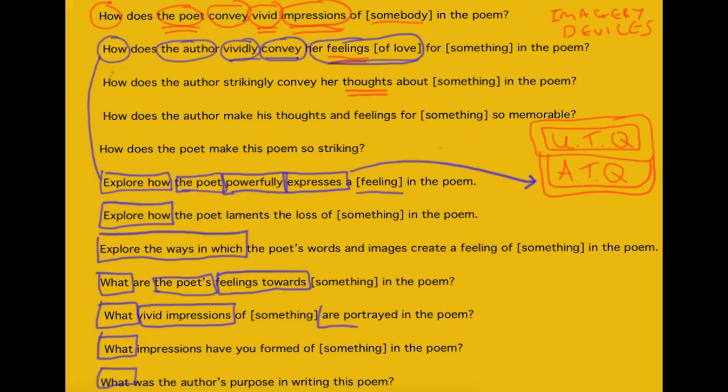What you notice here is that the author or the poet is not specifically asked for, so that may be something you can use when you answer the question. What impressions have you formed of something? So this is not about the poet, this is about you. So again, a slightly different request from the examiner. He's asking for your impressions, not the author's.